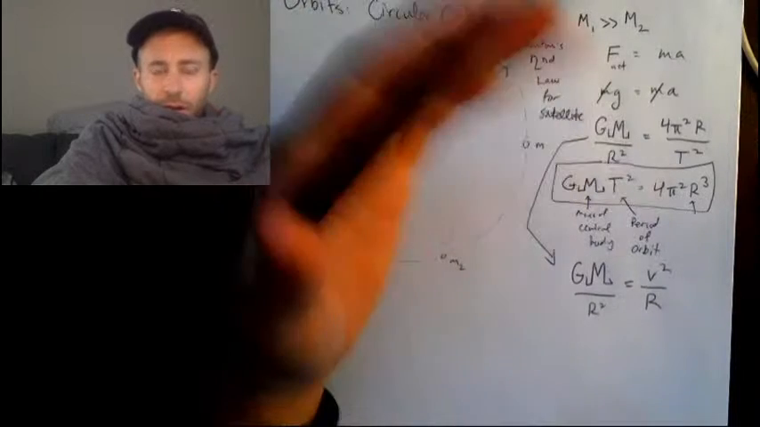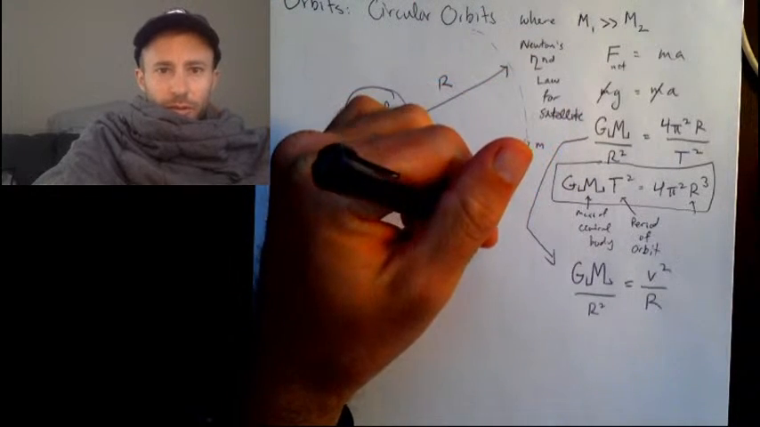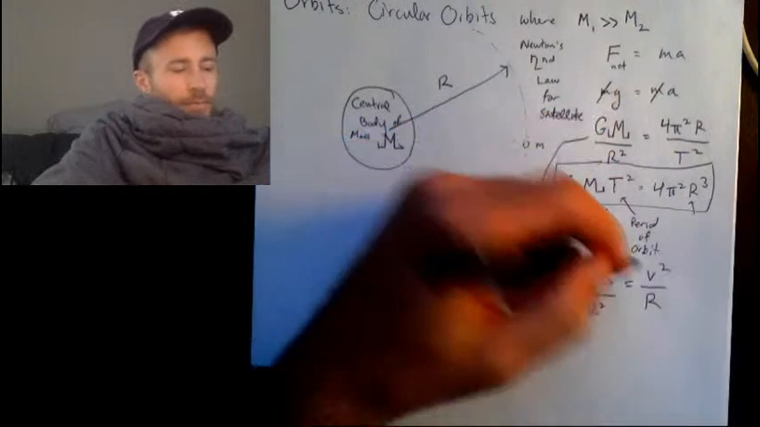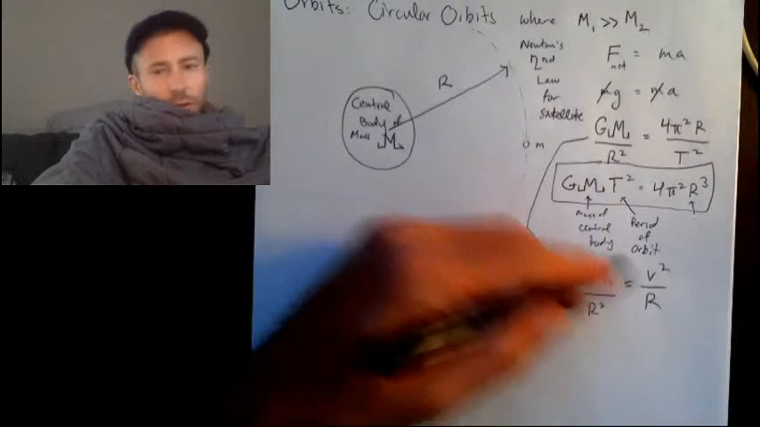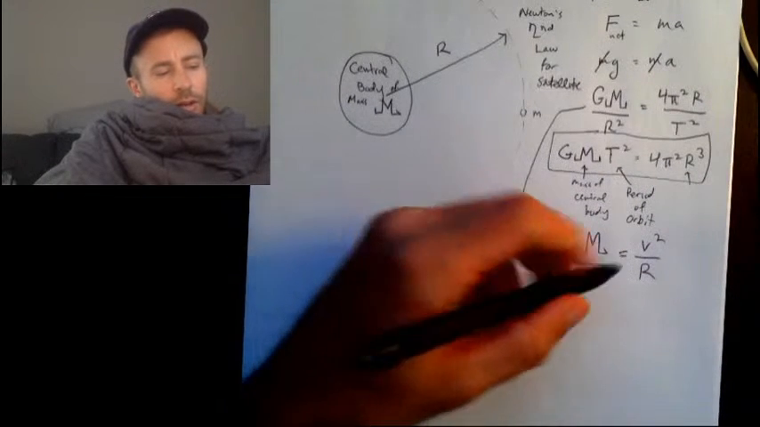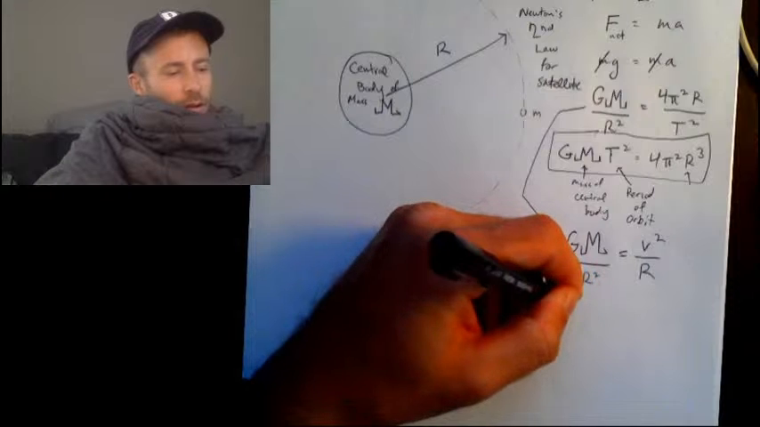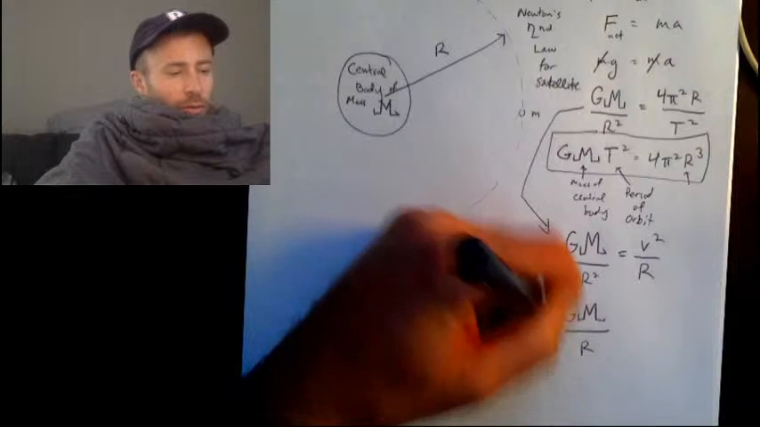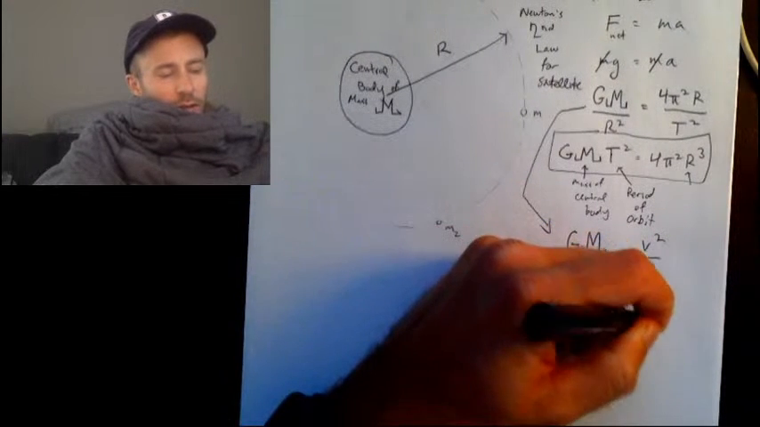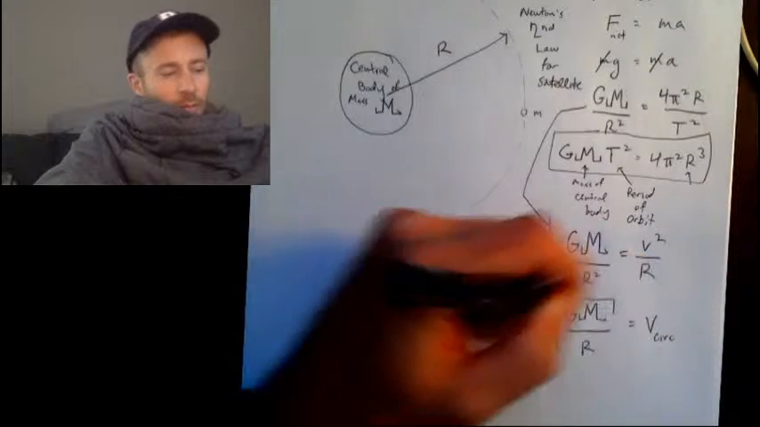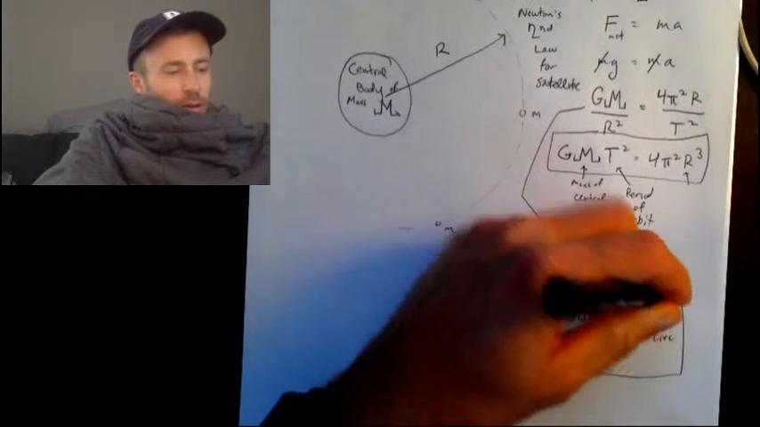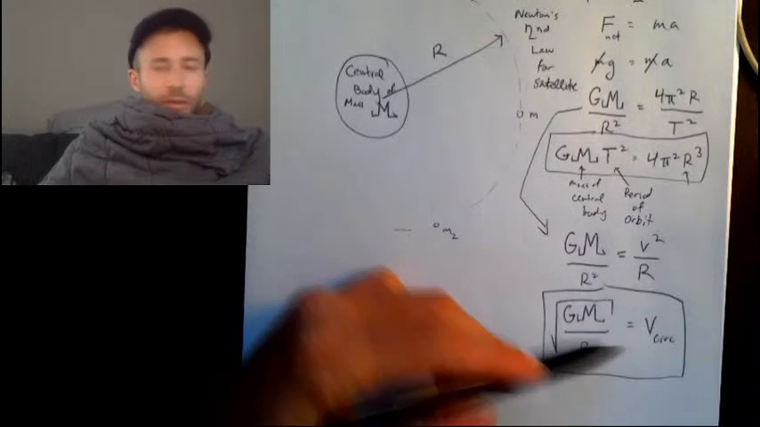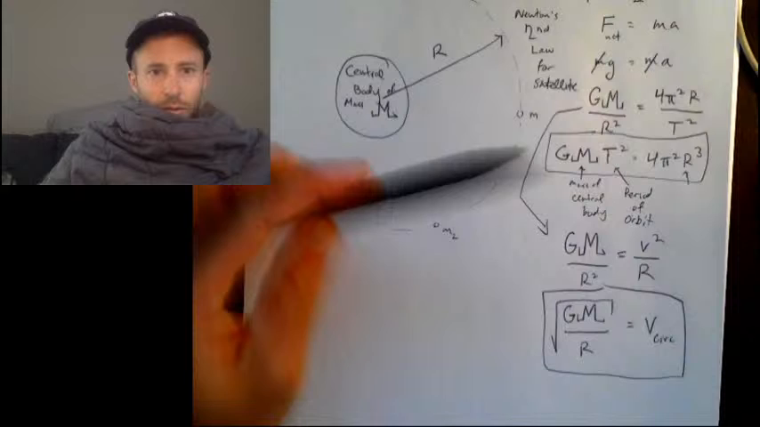Because remember, I gave you a number of different equations for centripetal acceleration. There were actually 3 of them. This is another one. And so what that says is that square root of GM over r is the velocity, or the speed, of a circular orbit. So that's useful. We can see that as the radius of the orbit gets larger, the velocity of the orbit gets smaller.